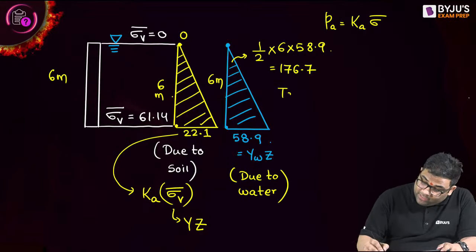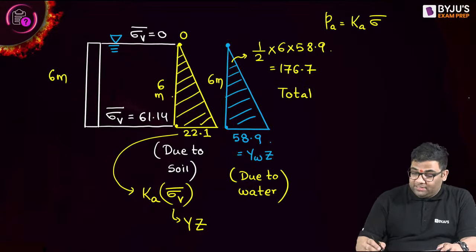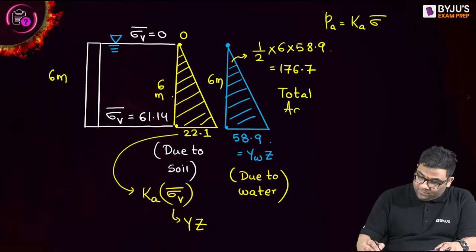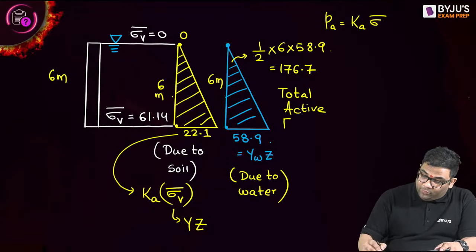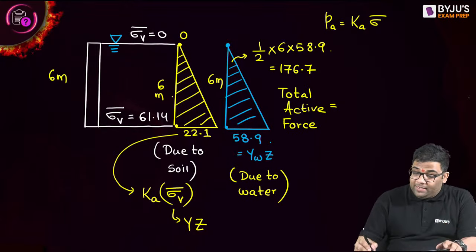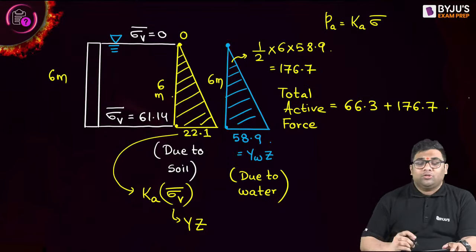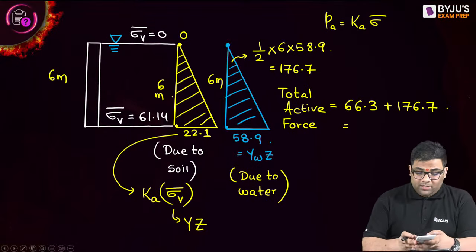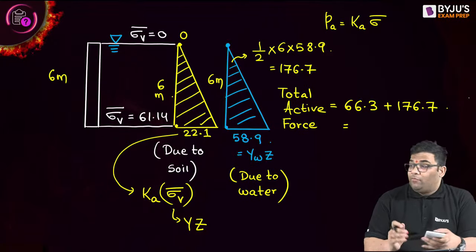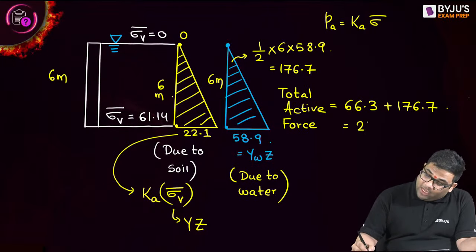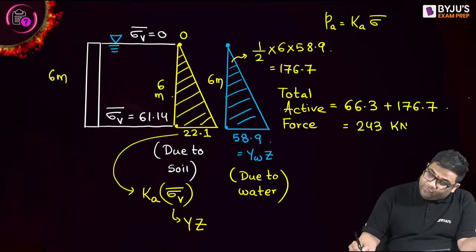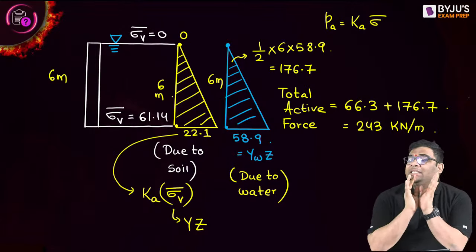So I can say the total earth pressure force or active force, we have two components, right? One due to soil, which we got earlier, 66.3, right? And now we are getting 176.7 almost. So total, I am getting a value of 243 kilonewton per meter.